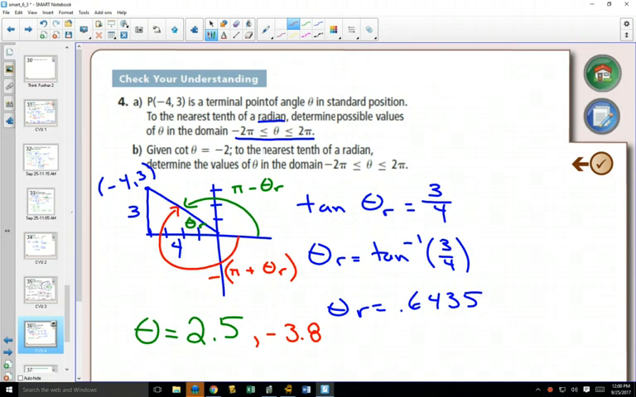So again, this is identical to what we've done in degrees. We're just doing it in radians now.